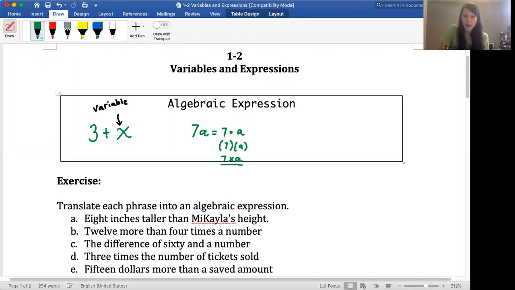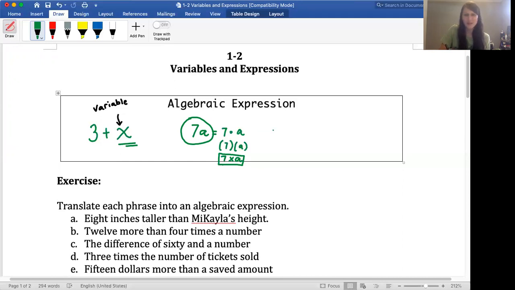But notice how if I put 7 times a like this with a multiplication sign, I could easily mistake this for the letter X, like how I use that over here. So to avoid confusion, whenever we do multiplication and a variable's involved, we just put that variable with the number or with another variable by itself next to each other, side by side, with no operation. So this is the way we write multiplication. So anytime you see a number and then a letter right next to each other, you can immediately think that's the number times that variable.